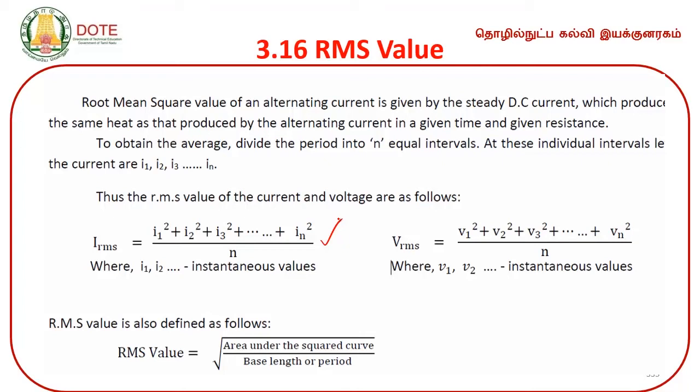Whereas, here in IRMS what we are going to do is square the value of instantaneous current or voltage, and then add each individual squared value of the components and divide it by the number of samples, that is the base value. We get the RMS value of current as well as the RMS value of voltage. In general, RMS value is defined as the square root of the area under the squared curve divided by base length or period.